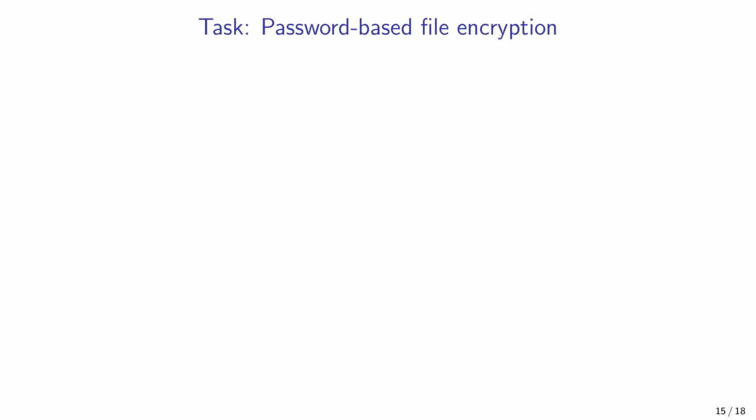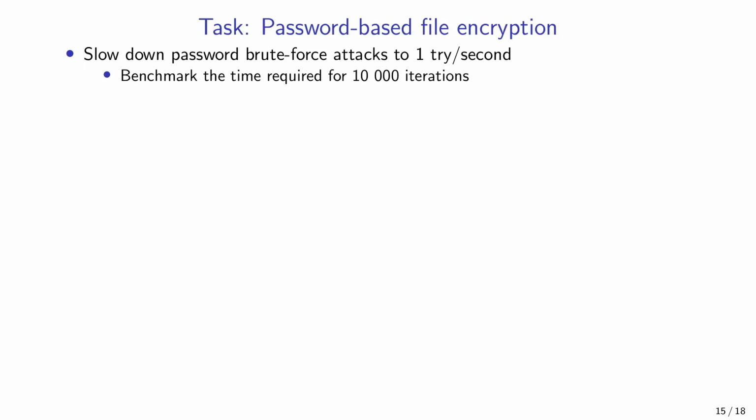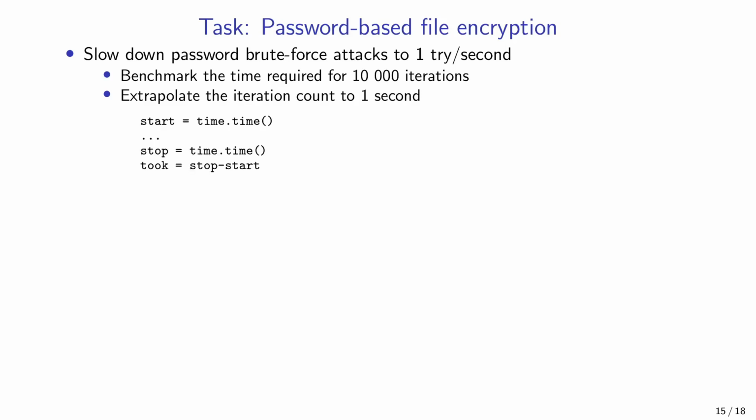The requirements and instructions for this homework. Slow down brute force attacks to 1 try per second. Of course, assuming that the attacker uses your computer for brute forcing. Benchmark the time required for 10,000 iterations, and then extrapolate the iteration count to 1 second. Here is an example in Python of how to measure the execution time of some code here.